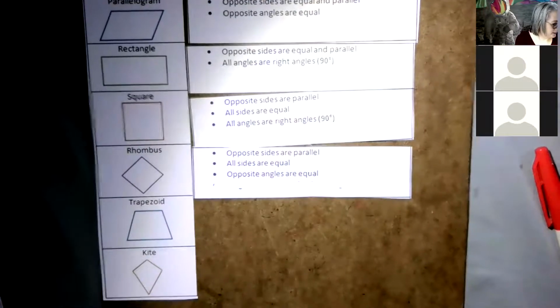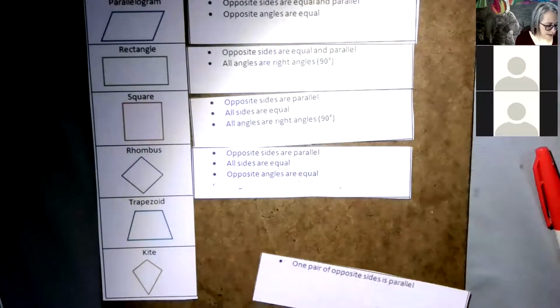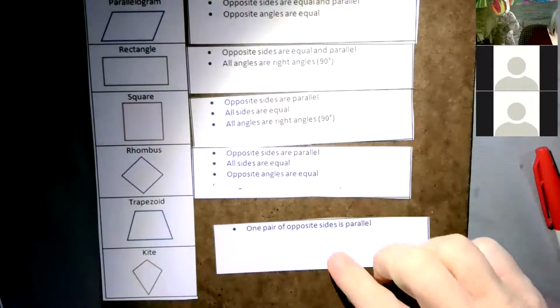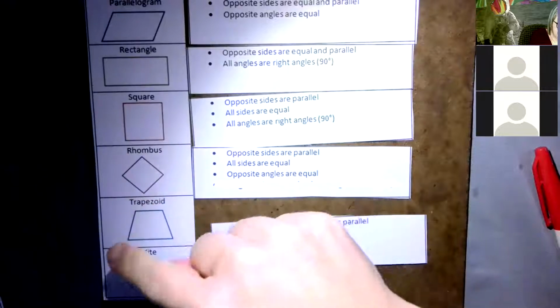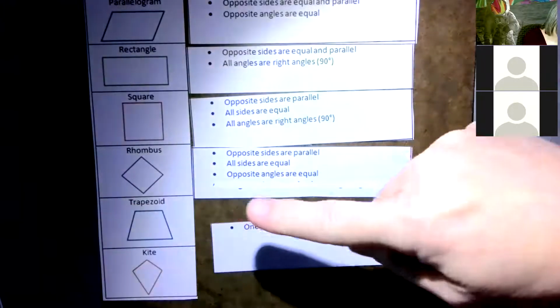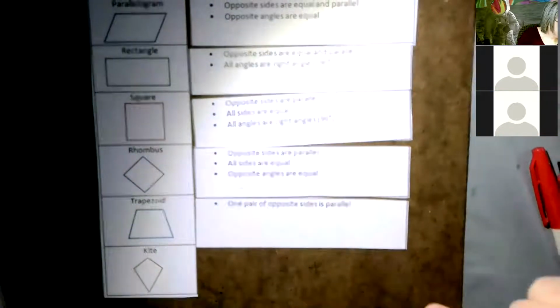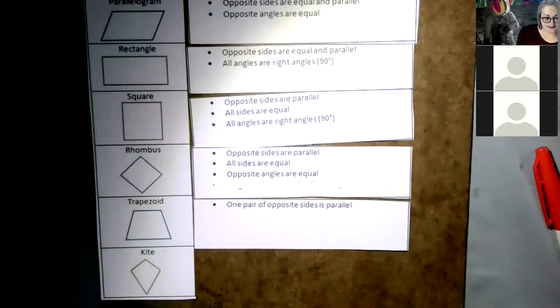All right. How about this one where it says one pair of opposite sides is parallel? Only one pair of their sides is parallel. Trapezoid. Yeah, there's trapezoid because the top and the bottom, if I kept on making lines and going with them, they would never cross. Okay, so that leaves us a kite.